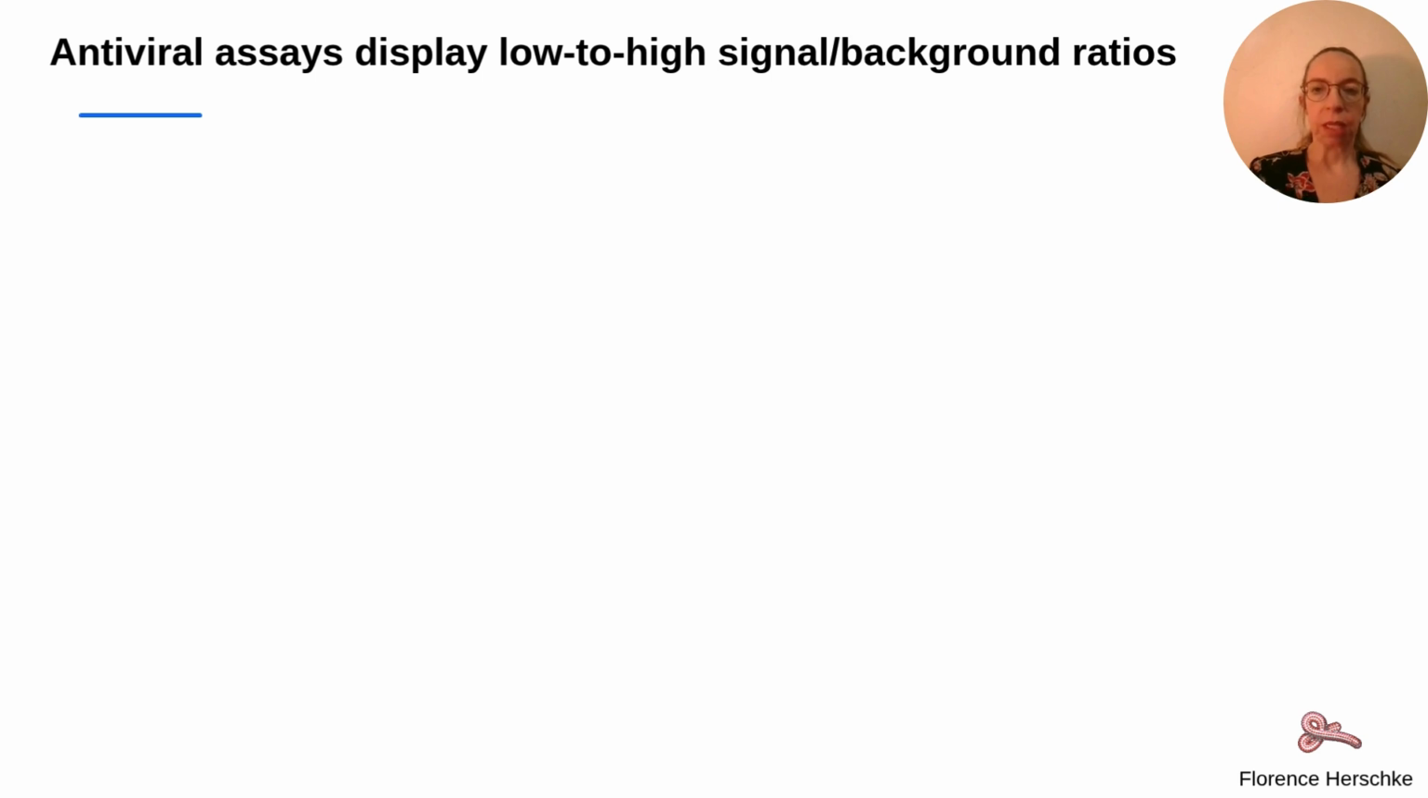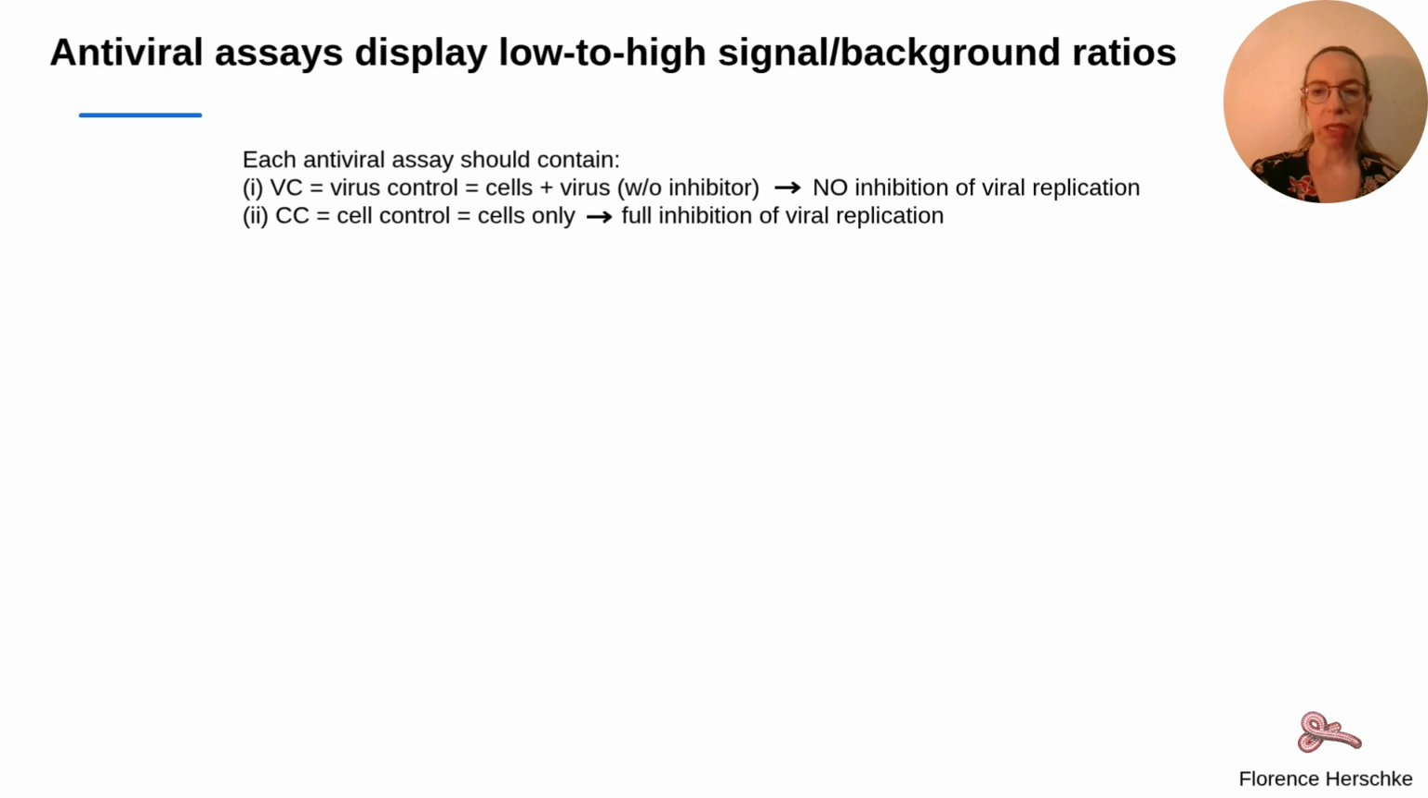Depending on the parameter that is being measured, antiviral assays will display low, intermediate, or high signal to background ratios. So as a reminder, each antiviral assay should contain a VC or virus control. In that condition, cells and virus are added without any inhibitor, and this condition corresponds to zero inhibition of viral replication, as well as a CC or cell control. In that condition, cells only are present, no virus, no inhibitor. This condition represents a full inhibition of viral replication. The signal to background ratio is then determined by the ratio of VC over CC.